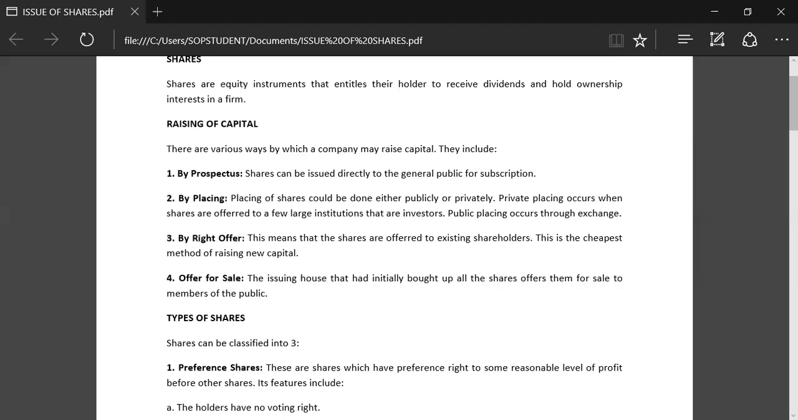This occurs when shares are offered to a few large institutions that are investors, that's the private placing, while the public placing is through exchange. By right offers means shares being offered to existing shareholders, and this is actually the cheapest method of raising new capital. And offer for sale: the issuing house that initially bought up all the shares offers them for sale to members of the public. So these are the four ways that capital can be raised.